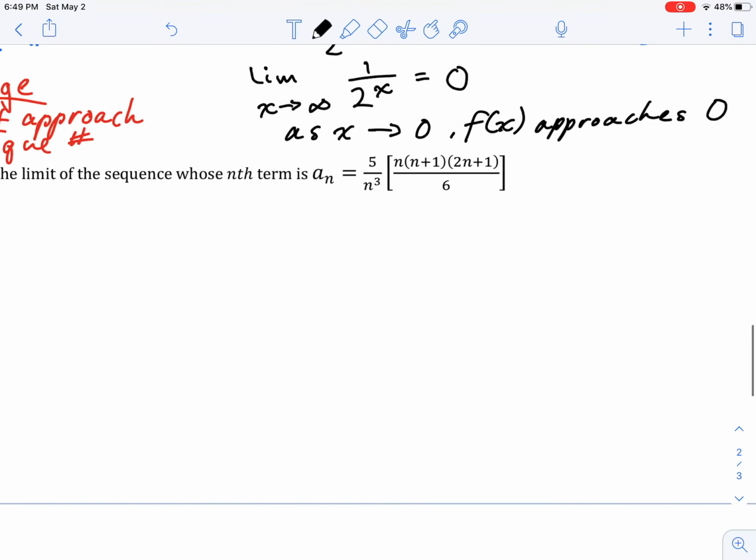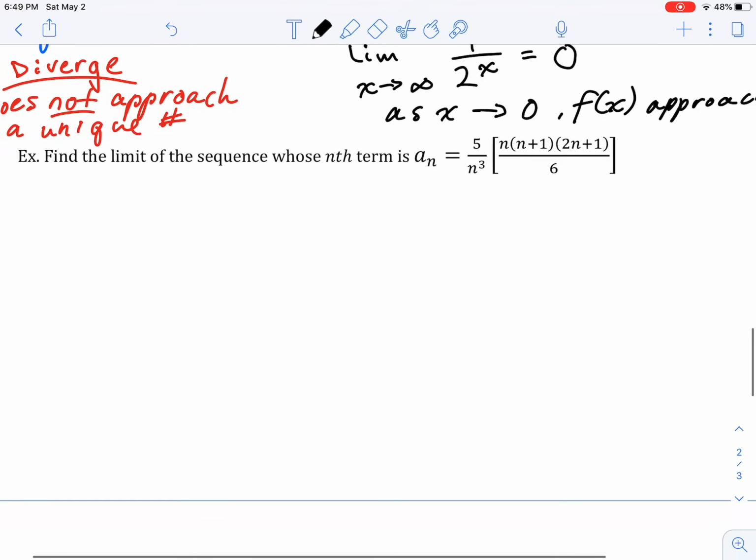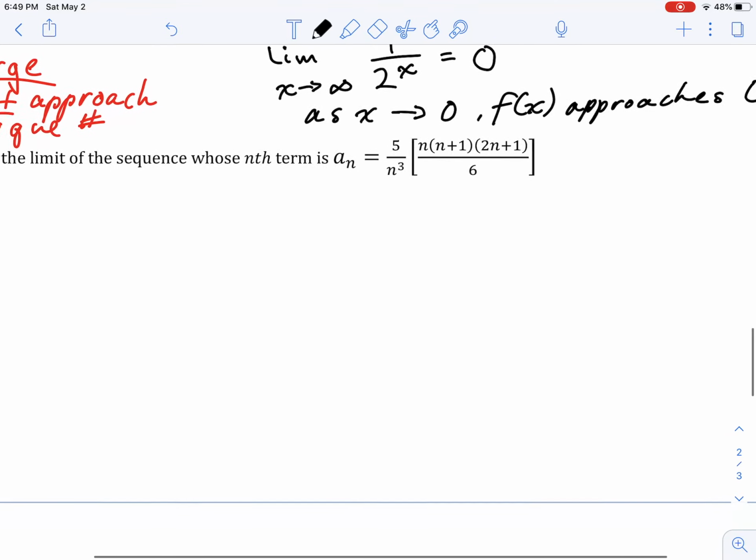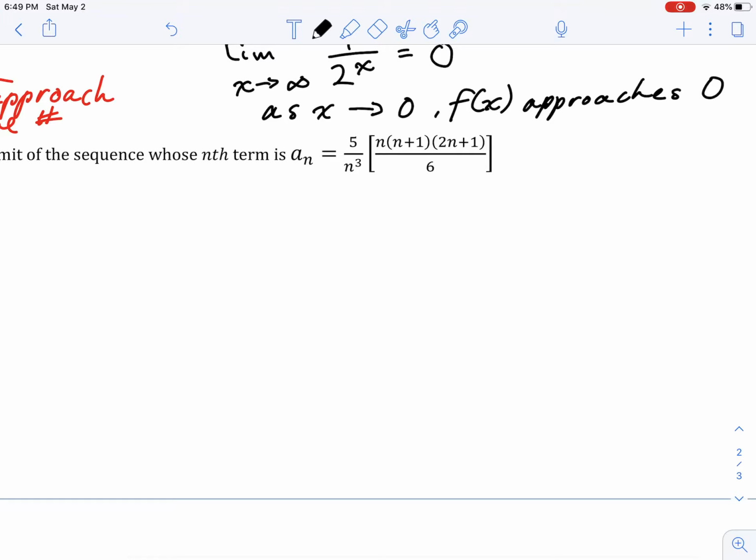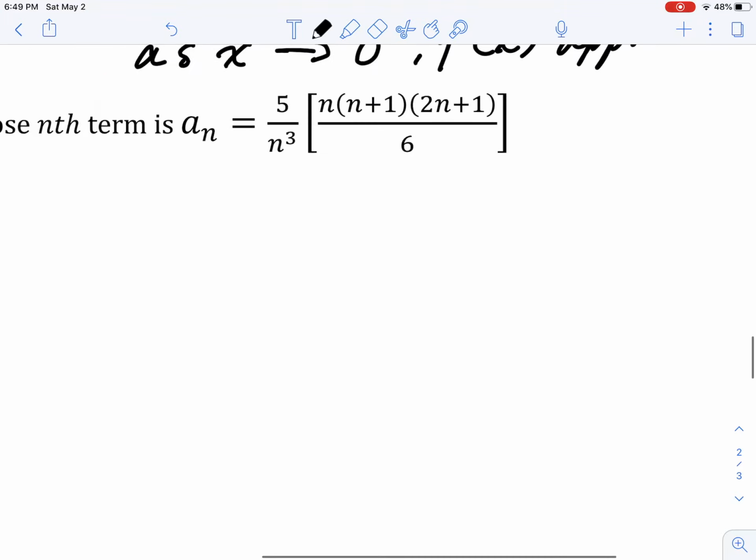Okay, let's try an example with a slightly more difficult function, but still not that bad. Let's find the limit of this sequence whose nth term is written as such. And again, what we're effectively asking ourselves is, does this have a limit? If so, this sequence is said to converge. And if it does converge, what value does it converge to? Or what's the limit?